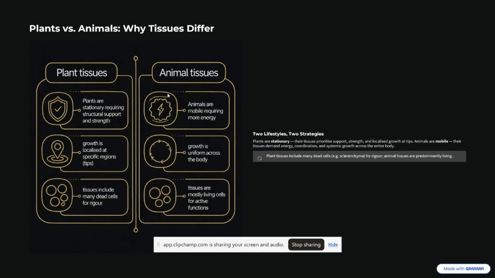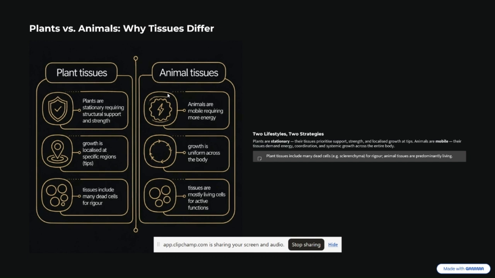So plants are stationary, requiring structural support and strength. But animals are mobile, requiring more energy. In plants, growth is localized at special regions. In animals, growth is uniform across the body. Plant tissue includes many dead cells for rigidity. In animal tissue, there are mostly living cells for active functions.